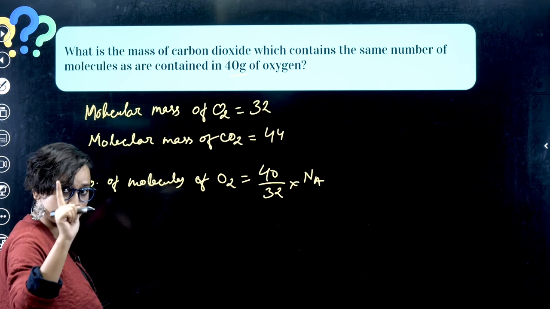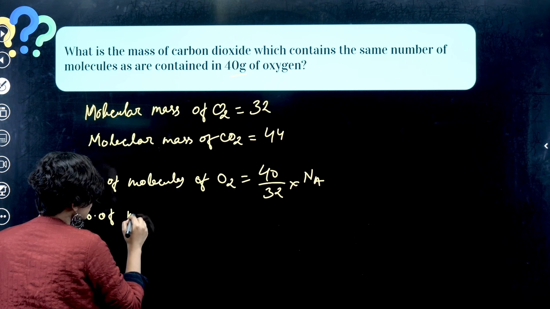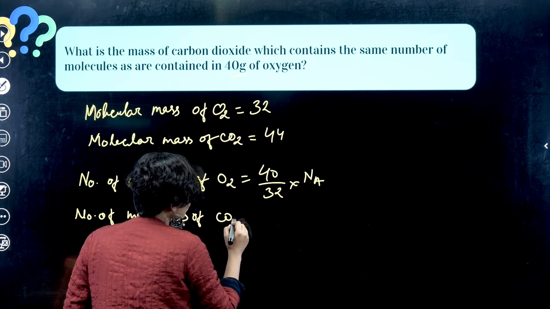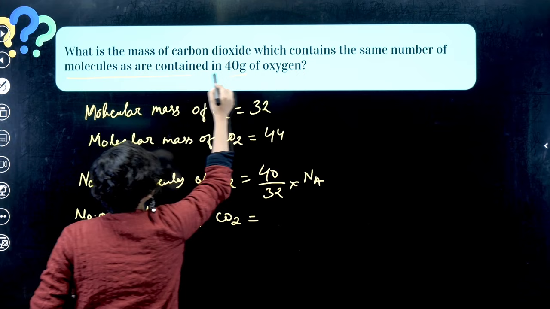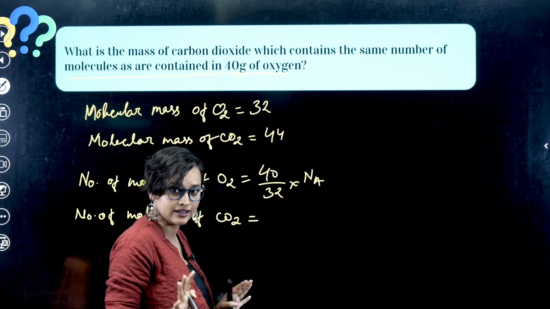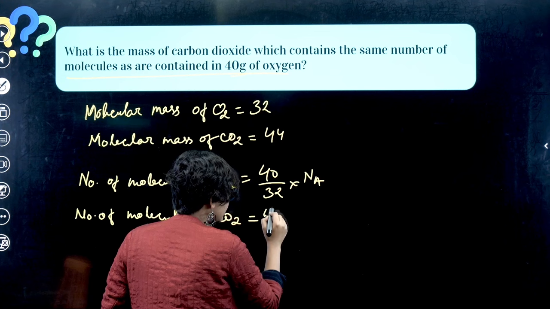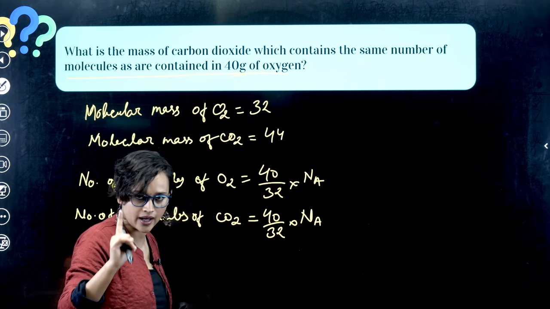Then let's take the number of molecules of CO2. The question says, what is the mass of carbon dioxide which contains the same number of molecules as are contained in 40 gram of oxygen? So can I not write this exactly? It should contain the same number of molecules as oxygen, so that means it should be 40 divided by 32 into Na. Am I right? Okay, great.